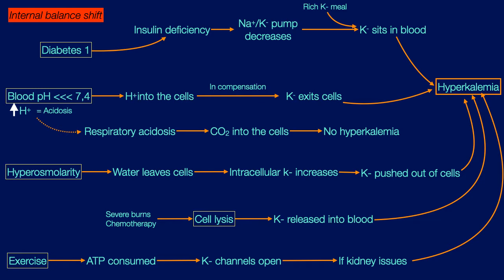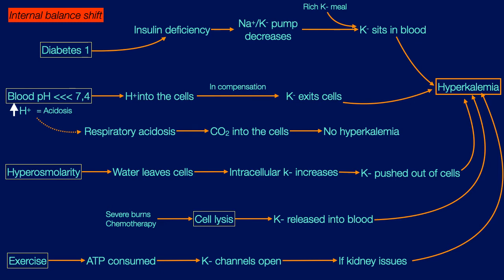Another important mechanism is hyperosmolarity, where the osmotic gradient pulls water out of the cells and into the extracellular space. Less water in the cells increases potassium's concentration gradient and pushes more of it out of the cell and into the blood and causes hyperkalemia.